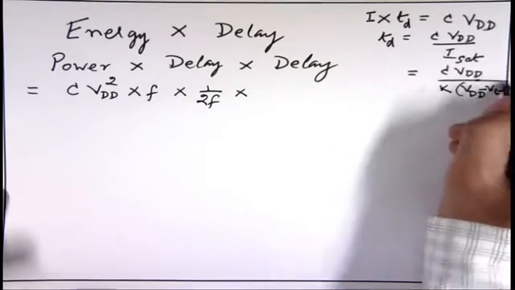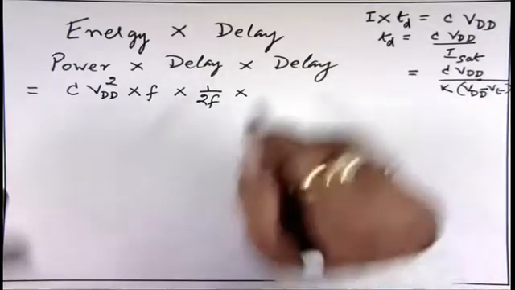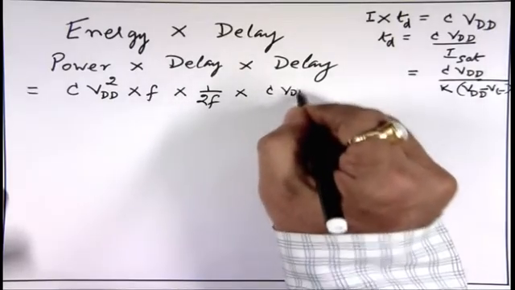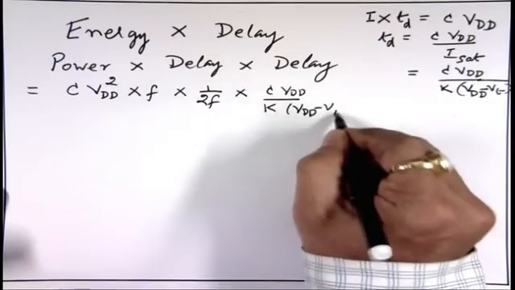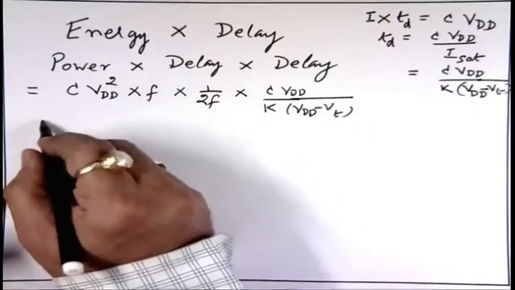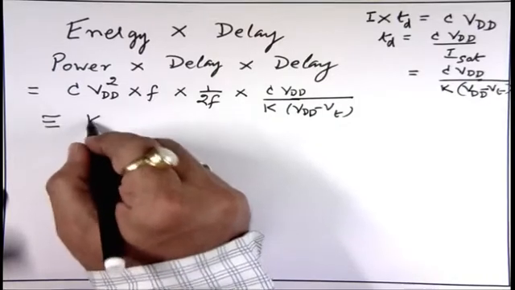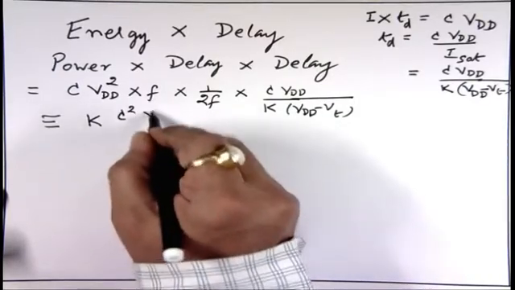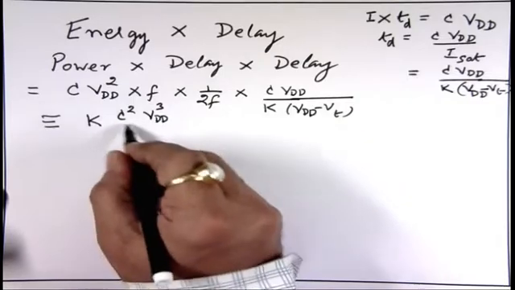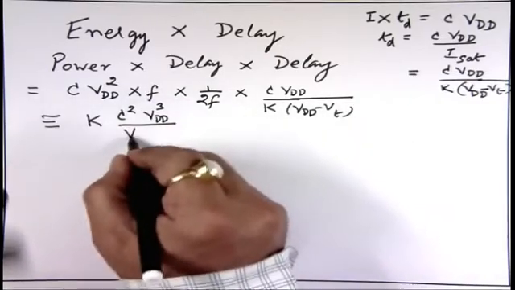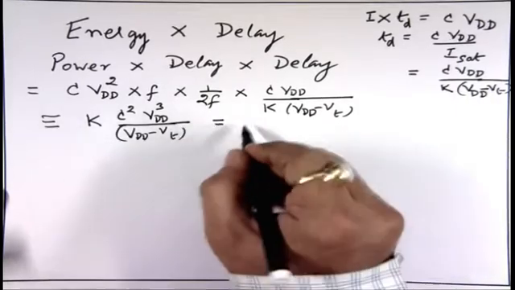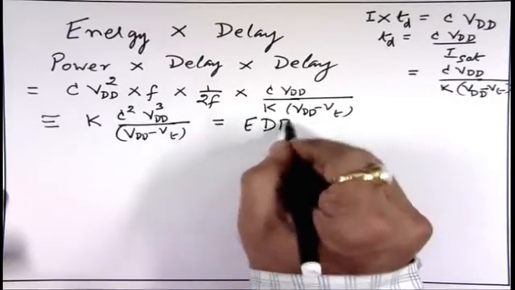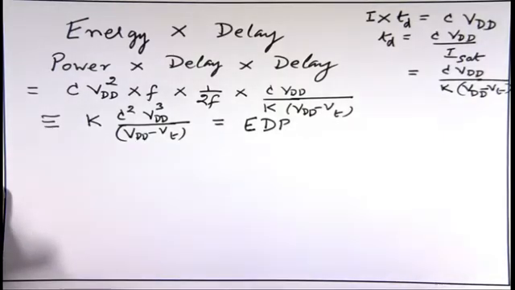So essentially what we have got is C VDD divided by some constant multiplied by this overdrive voltage, VDD minus VT. So we can write it as some constant K, C square and VDD cube, mind you. The factor VDD gets cancelled and simply VDD minus VT remains. Now, this is the energy delay product, which we write in short as EDP. This is very popular as a metric when we try to compare different designs.